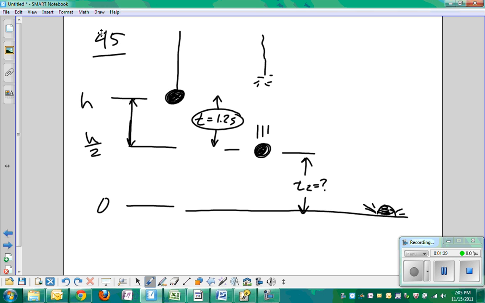We could. That's an idea. We use that as V naught, right? And then we say, how long does it take to fall the additional h over 2? But we still don't know that distance, do we? Could we use this time to figure out what this distance is? We'll call it delta y.